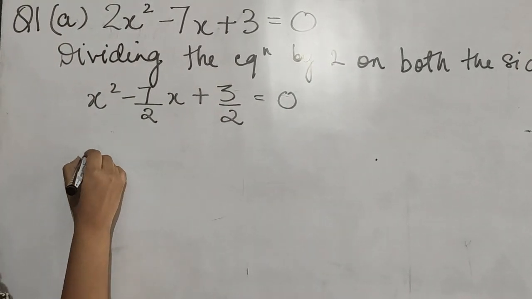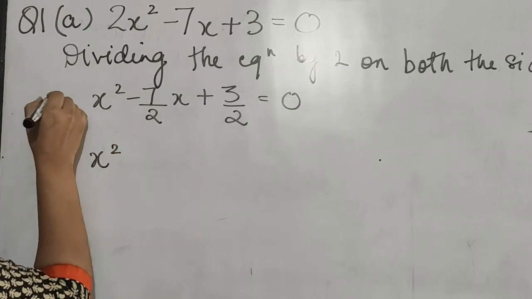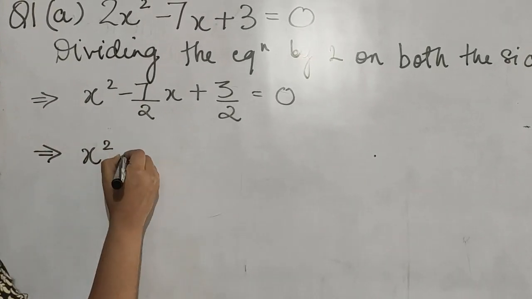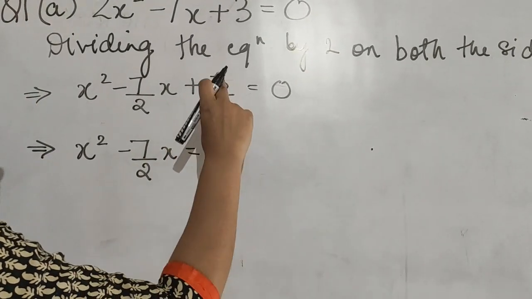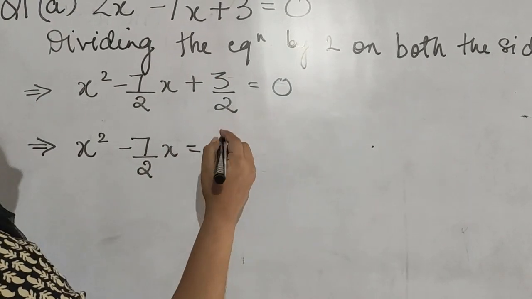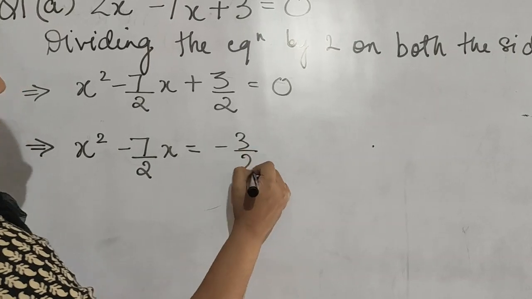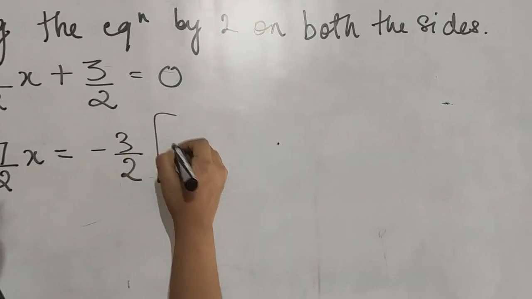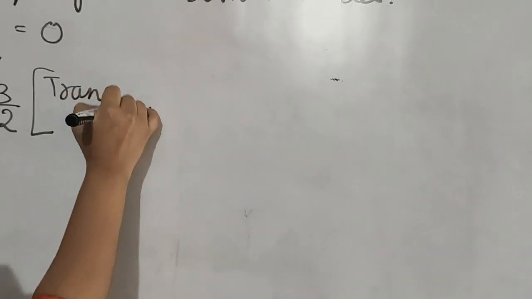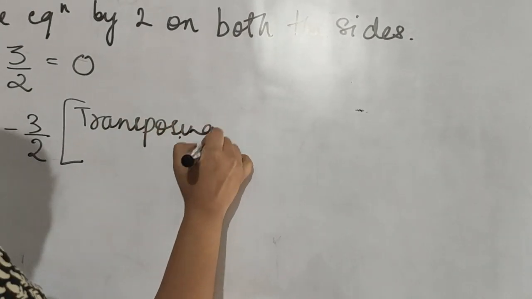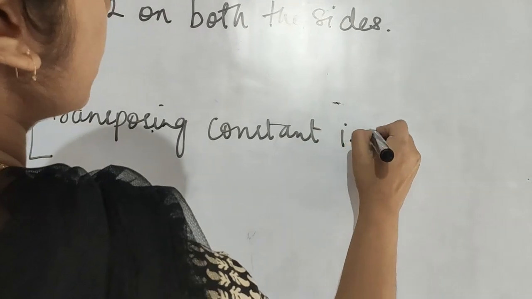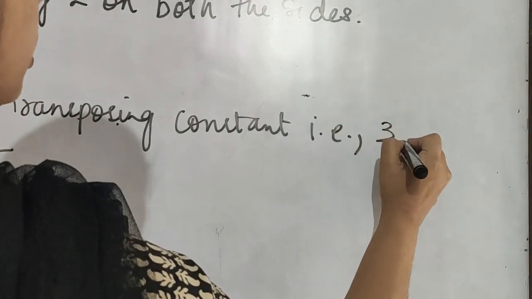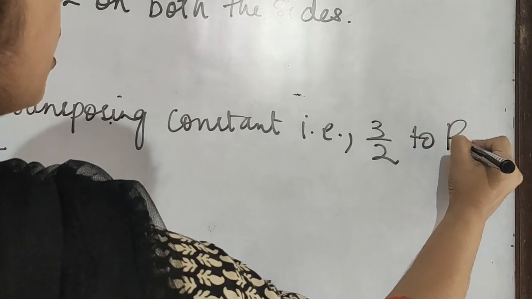So over here we will write x square. Your second step will be x square minus 7 upon 2 x equals plus 3 upon 2, which when shifted to RHS will become minus 3 upon 2. You will write: transposing constant, that is 3 by 2, to RHS.